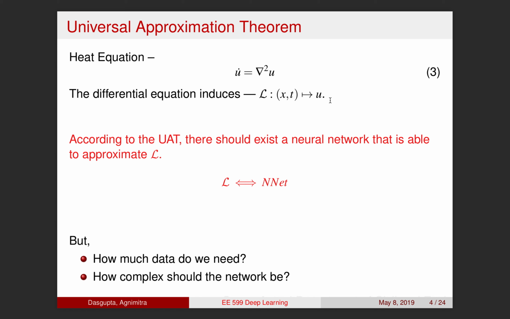Therefore, the universal approximation theorem dictates that under certain conditions, smoothness conditions and other criteria, L can be substituted with a neural network. But this raises more questions than answers. How much data do we need to approximate L with a neural network? And how complex should the network be?